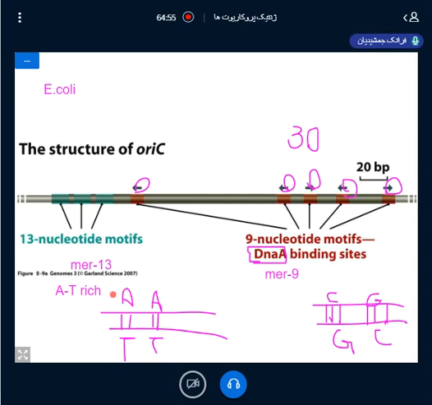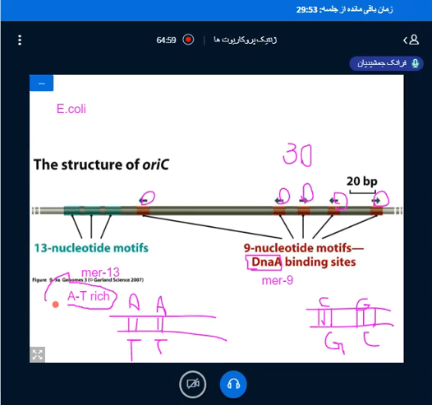So listen to me. If we have an AT-rich domain, what does it mean? It means they have weak interaction. So the strength is less than CG-rich. Understand?